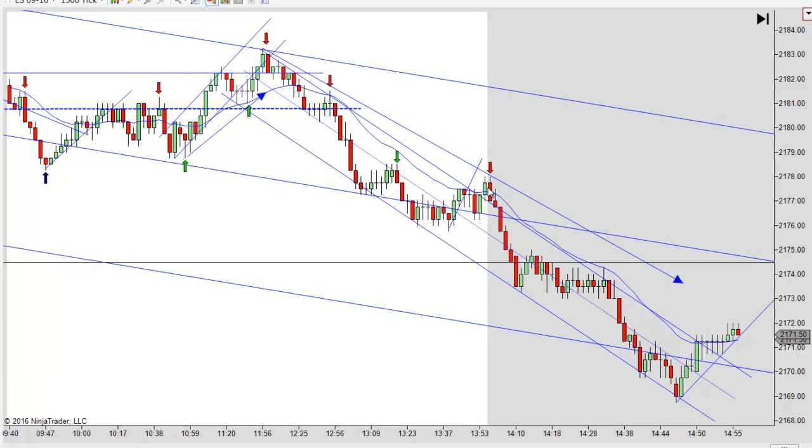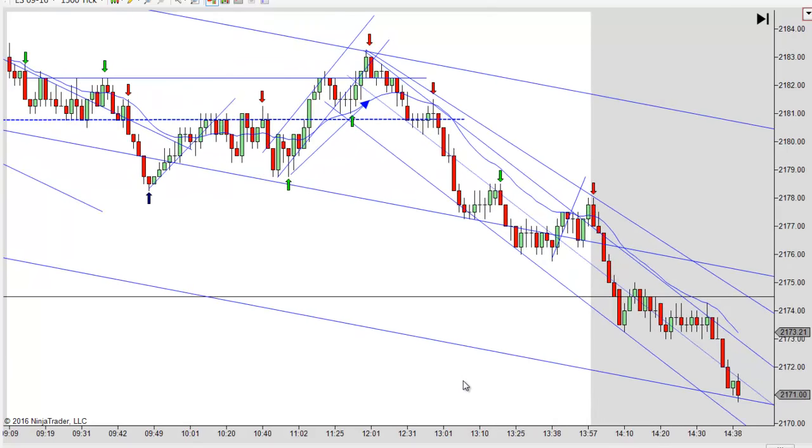So you might consider taking that one just simply because we're probably going to make a new low at the very least, but we're probably going to try to touch the other side of this channel, and it ends up going further than that. So this was another great move with a runner.